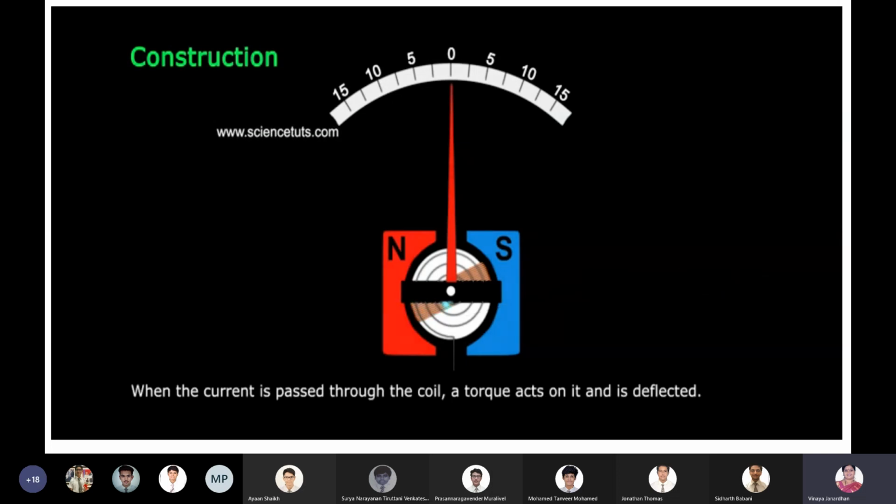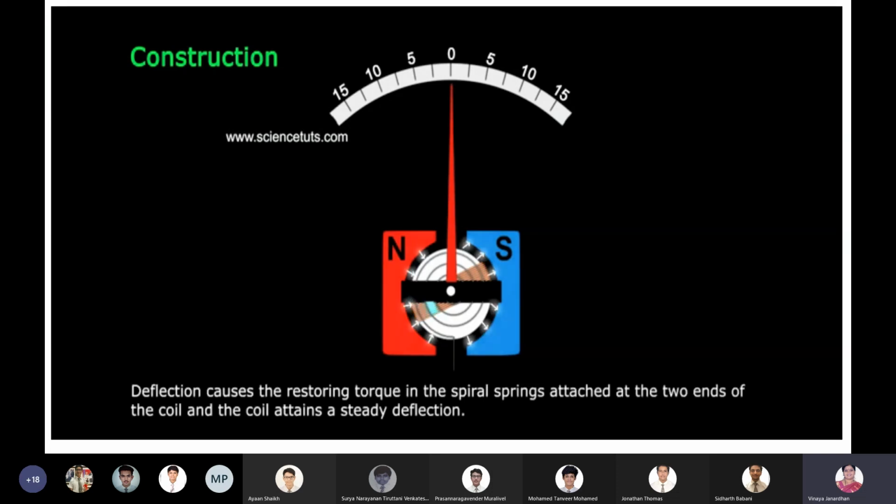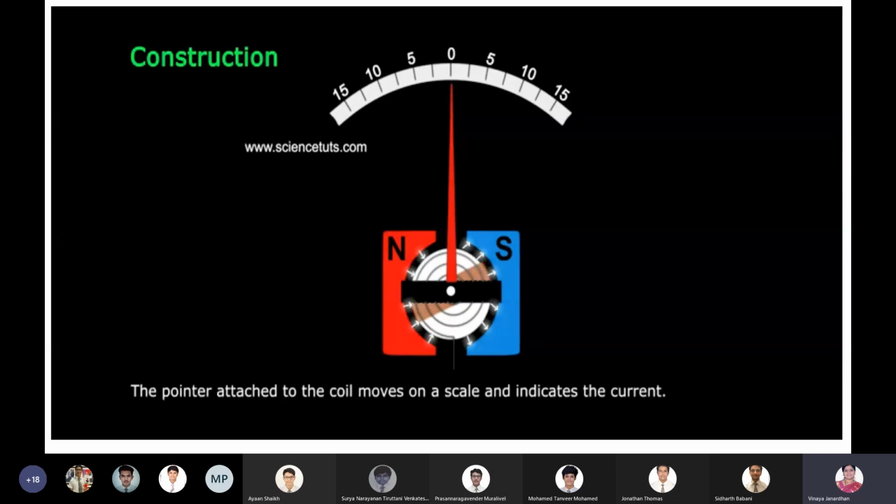When the current is passed through the coil, a torque acts on it and it is deflected. This deflection causes the restoring torque in the spiral springs attached at the two ends of the coil, and the coil attains a steady deflection. The pointer attached to the coil moves on a scale and indicates the current.